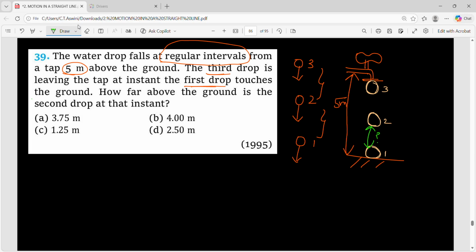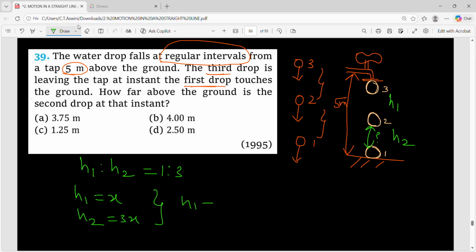It was mentioned regular time intervals. So if I consider this as H1, this is H2. What is this ratio? H1 is to H2. It is 1 is to 3 because equal times and equal successive distances. So odd number ratio. If I assume H1 as x meters, what will be H2 now? 3x meters. Now what is this total distance? H1 plus H2, x plus 3x, 4x. That is what? The height of the tap from ground, right?